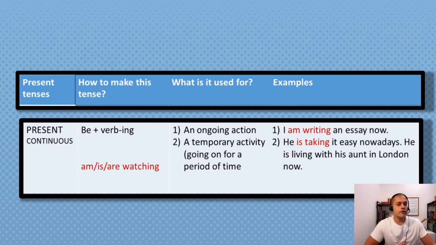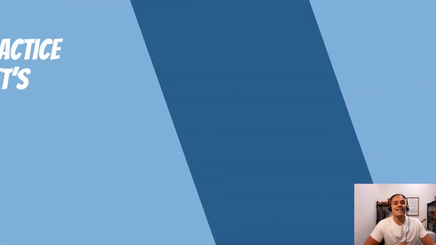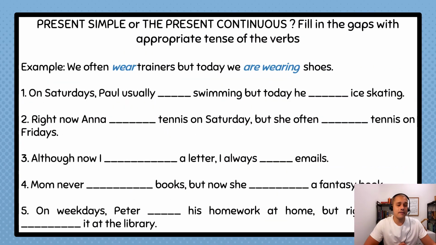All right, so let's practice. So here we have some sentences in which you can see if you're going to use a present simple or present continuous. So you have to fill in the gap with the appropriate tense of the verbs. The example is here. We often wear trainers, but today we are wearing shoes.